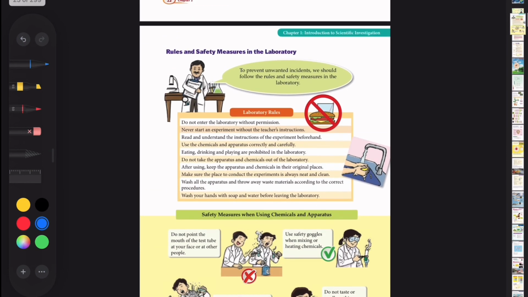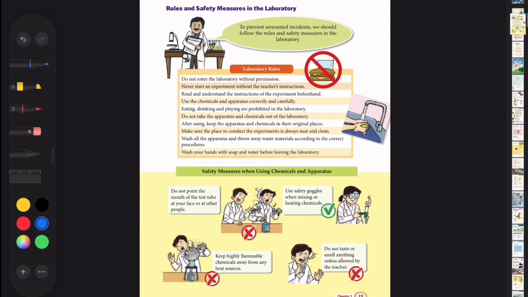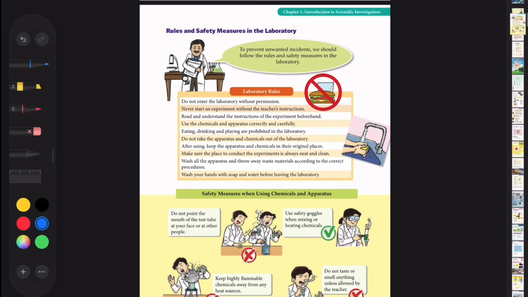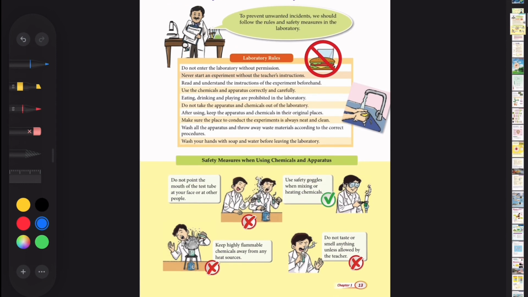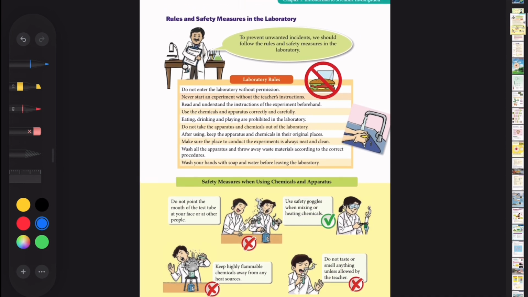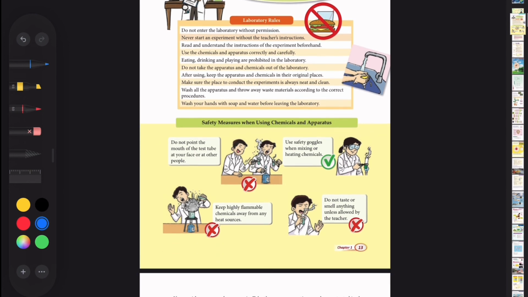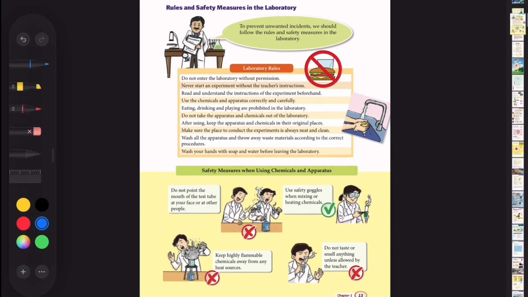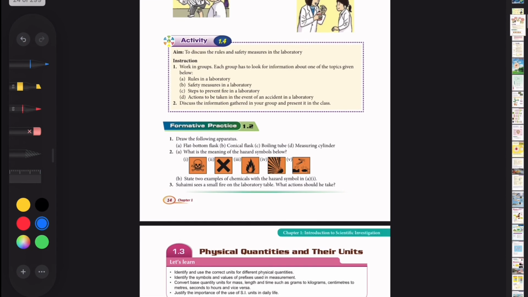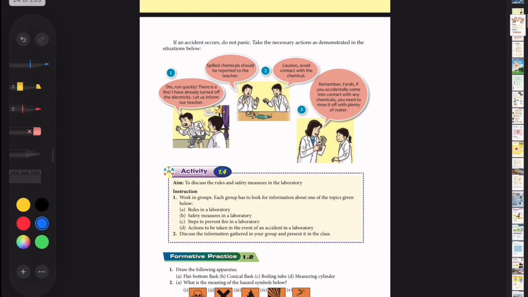Next is rules and safety measures in the laboratory. There's nothing much to explain here. As long as you don't do anything dumb or stupid, you're good to go in your laboratory. Just behave, listen to whatever the teacher says. Don't enter the laboratory without the teacher. Don't eat anything in the laboratory. Whatever is fun, you're not supposed to do it in the laboratory. That's all. Okay, so that will be done for 1.2.